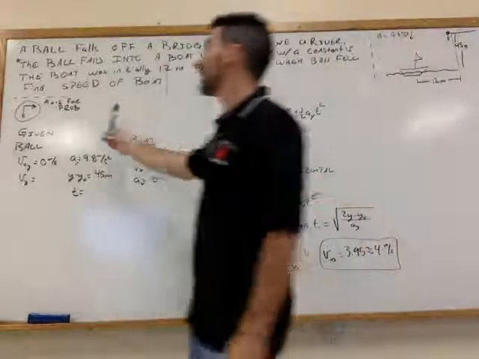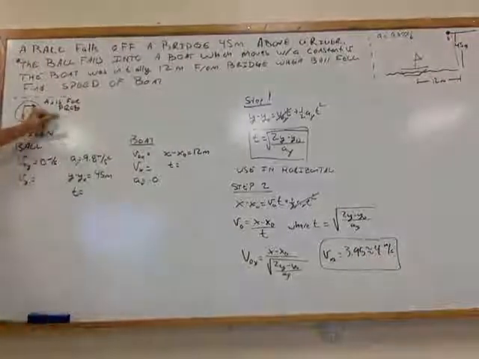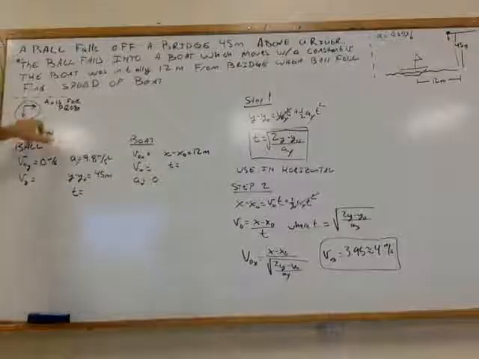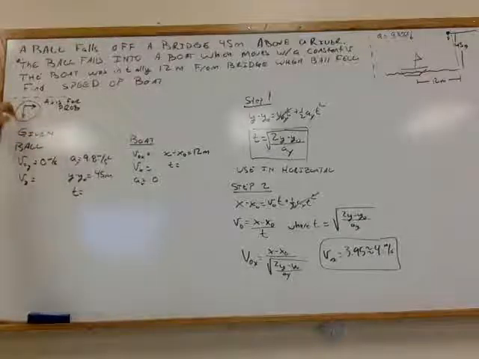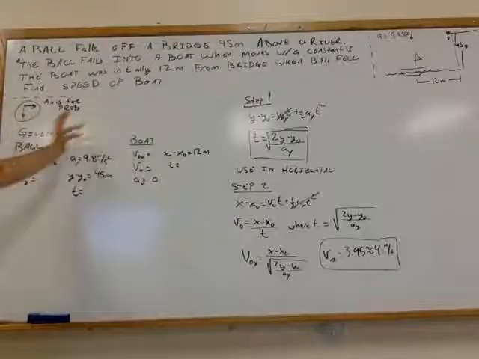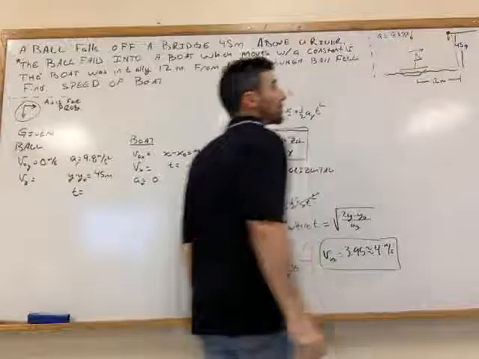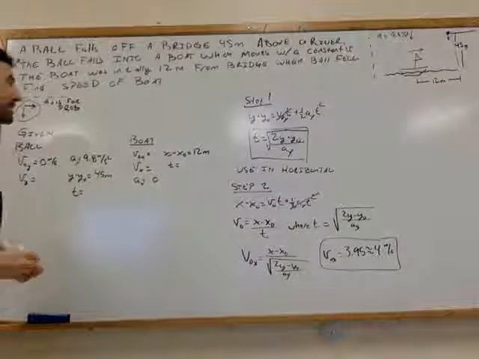Next thing I know, and I mentioned this in class, one of the more important things, you need to define an axis for your problem. Here you have an axis. I'm defining down as a positive direction, and I'm defining to the right as a positive direction. So as you can see, my boat is traveling positive and the ball is traveling in a positive direction.